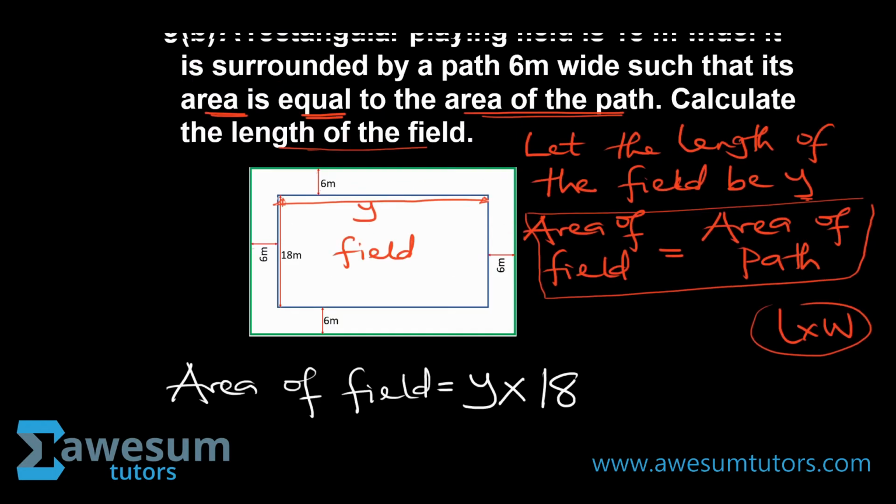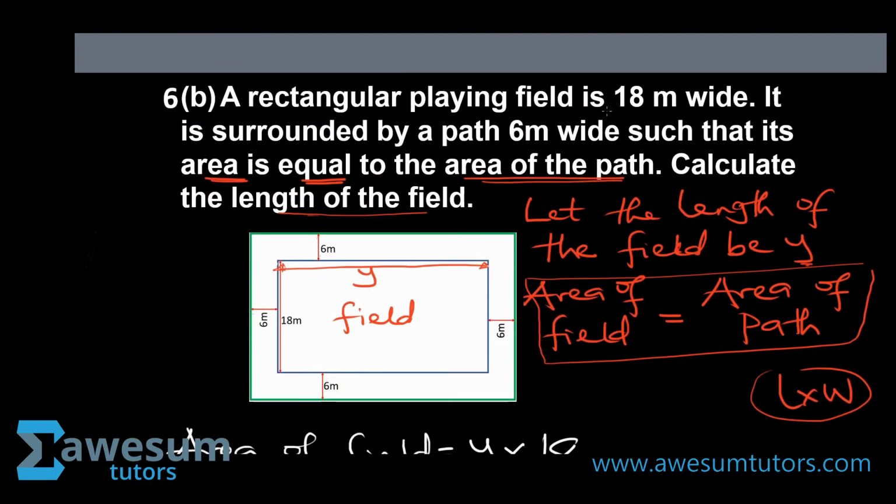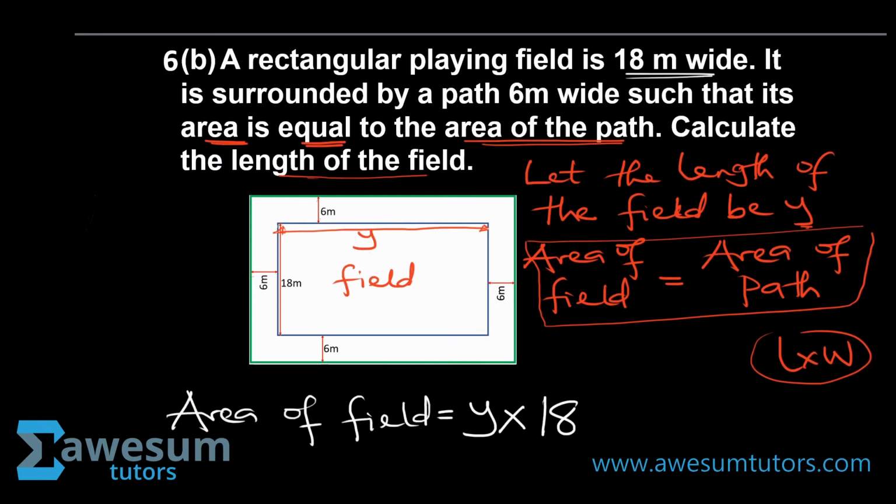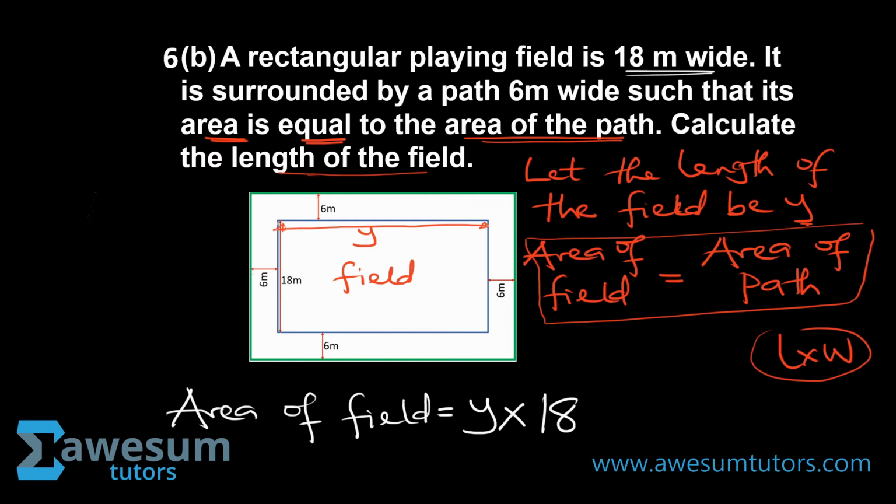Let us go back to the question. It says a rectangular playing field is 18 meters wide. You can see that you have been given that. Now the next thing we need to play with is the path. We need to find the area of the path. But to be able to find this, we need to divide this path into different rectangles. The path is this bigger rectangle with the green boundary.